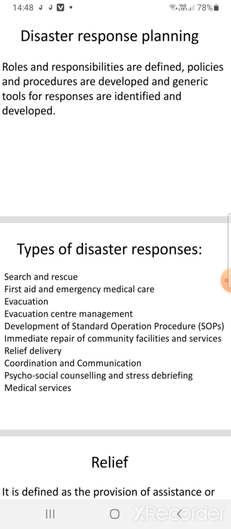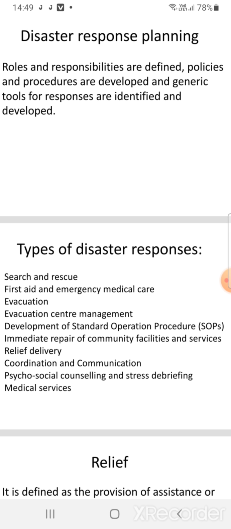This is very important. During a particular disaster situation, people will be losing a lot of their relatives, people will lose a lot of their wealth, so they will be depressed, they will be facing some psychological shocks. So psychological counseling is given, and stress debriefing. When people discuss things, the stress is released. So a kind of stress debriefing is carried out. Then it involves medical services also.